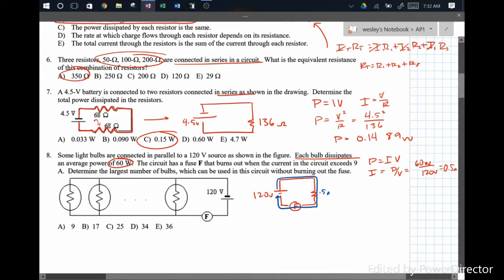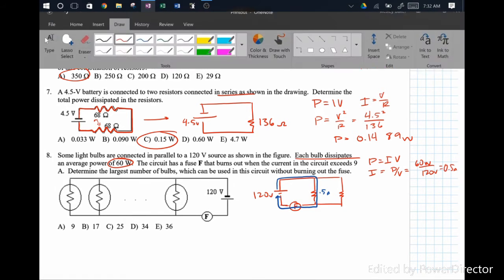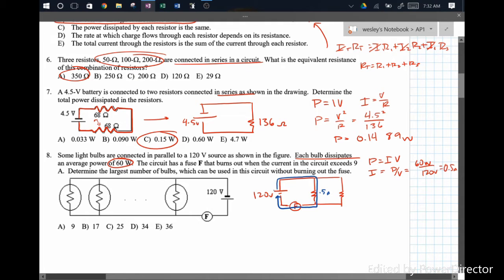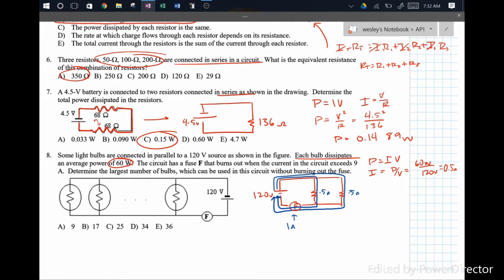So let's say we add one more resistor. That resistor has been added in parallel. That doesn't change the current through the first resistor, but what it means is that I get an additional 0.5 amps of current coming from the battery. So now I have 1 amp of current going through the fuse. Each additional resistor that I add is going to put 0.5 more amps through the fuse.